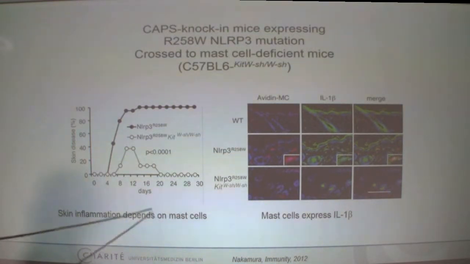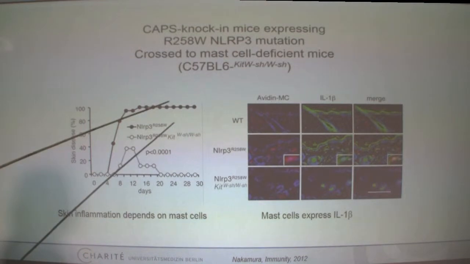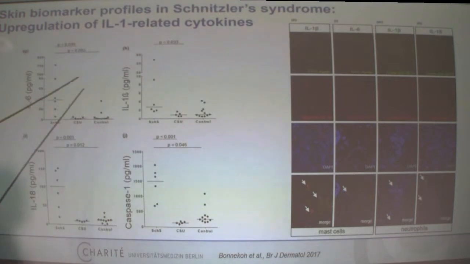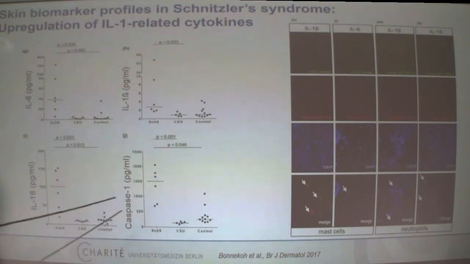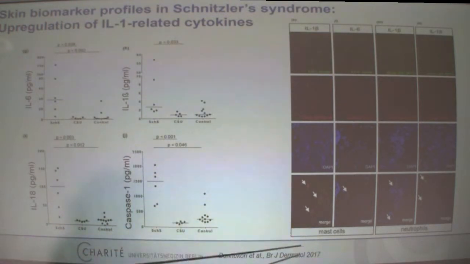And in a second study, they could show that the skin inflammation really depends on the mast cells by crossing CAPS knock-in mice, expressing a typical NLRP3 mutation, with a mast cell deficient mouse. And as you can see here, this skin inflammation, which is also very typical in the mice, is only seen if you have this mast cell background, but not without any mast cells. And also in Schnitzler syndrome, we could show that cytokines, in particular IL-1 beta, IL-6, IL-18, and parts of the inflammasome, like caspase 1, are upregulated. And again, it's the mast cells that are producing IL-1 beta and IL-6 in the skin, and also the neutrophils that play a role by producing cytokines like IL-1 and IL-18.